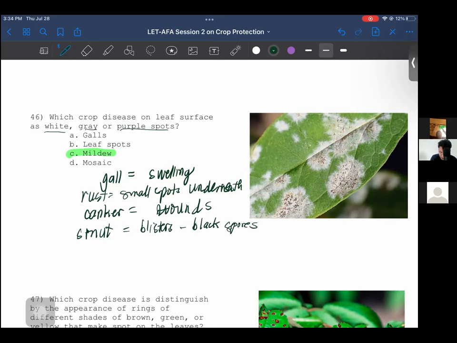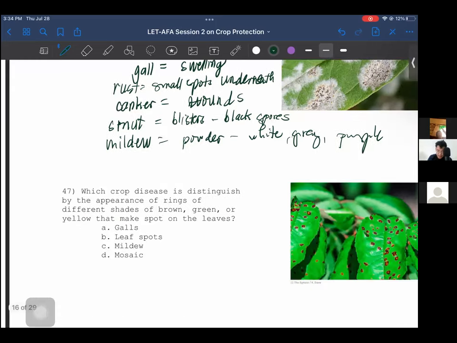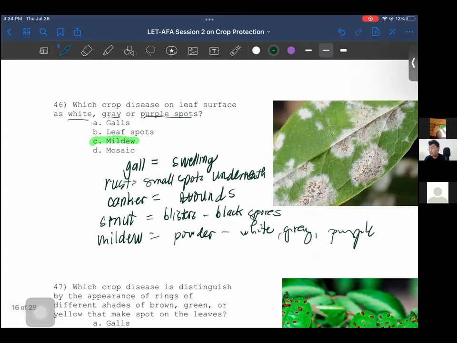And kapag mildew, it's either may powder or white, gray, or purple spots like this one. So again, gall, swelling; rust, small spots; canker, wounds; smut, blisters or black spores; mildew, powder or white, gray, or purple. We will tackle more pa dito sa mga next na items, but before that, let us have our 5-minute break so you can eat your food, mag-merienda, CR break, and drink your water. We'll be back after 5 minutes.